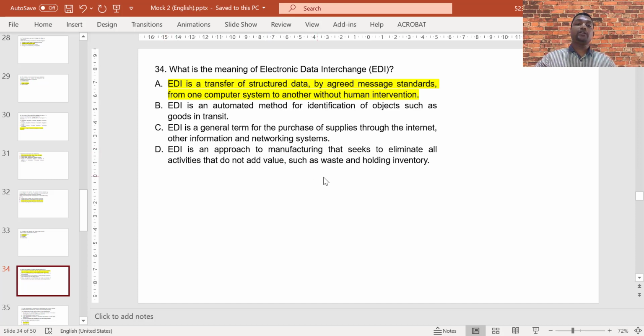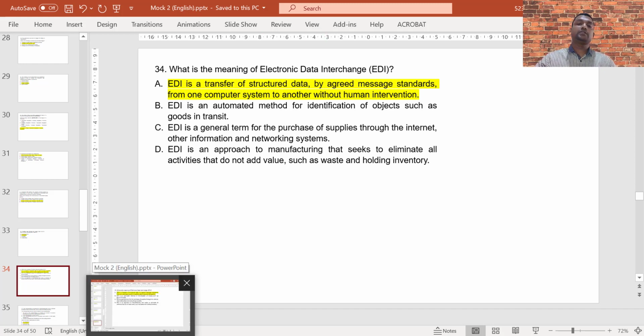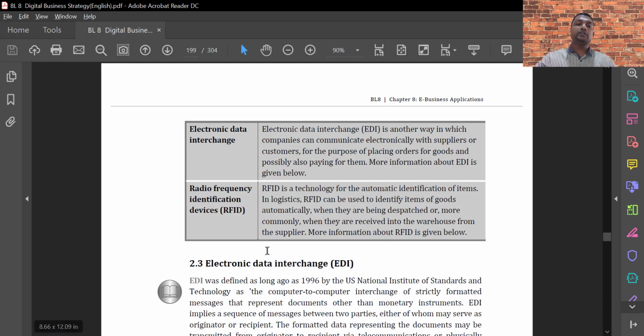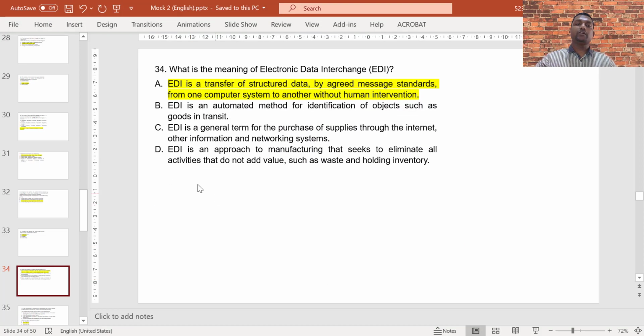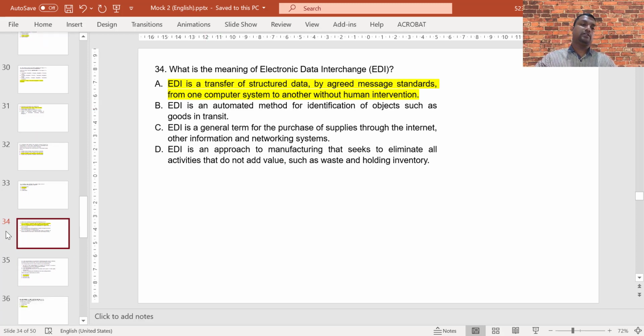EDI is an approach to manufacturing that seeks to eliminate all activities that do not add value. This is a different concept, the concept of lean manufacturing, so we can exclude that as well. So the first one is transferring of structured data among the other parties using electronic systems. This is another way which companies can communicate electronically, and this is what is explained here. So question number 34, the answer is answer A, the first one.